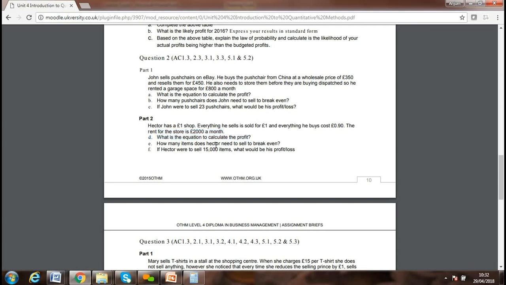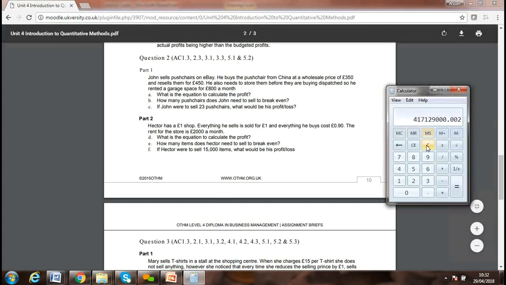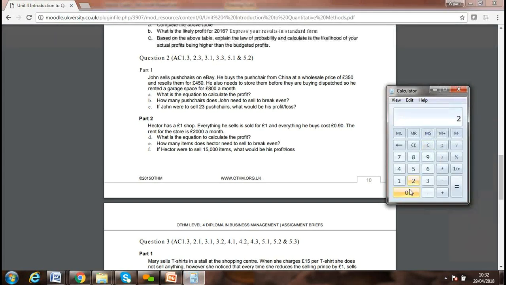So what will the break even be then, Hector? Fixed cost divided by contribution per unit. Fixed cost would be 2,000, divided by 10 pence, 0.10. So 2000 divided by 0.1 is 20,000. So if he sells 20,000 units, it will be break even.